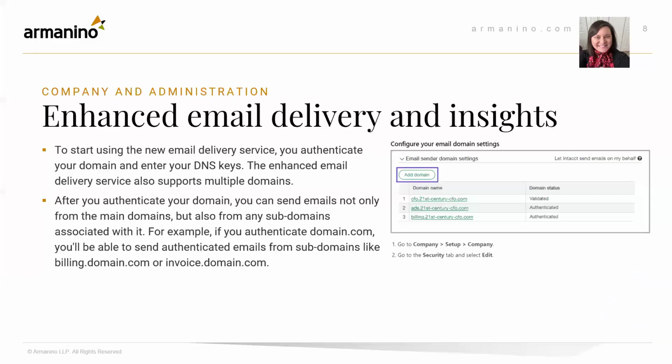So now we have enhanced email delivery and insights. You can start using the new email delivery service. You need to authenticate your domain and enter your DNS keys. To the right there, it shows you where to go in company, set up a company to make these changes. And this supports multiple domains. For example, if you authenticate domain.com, then you would be able to send authenticated emails right from Sage Intacct from your subdomains, such as billingdomain.com or invoice.domain.com.